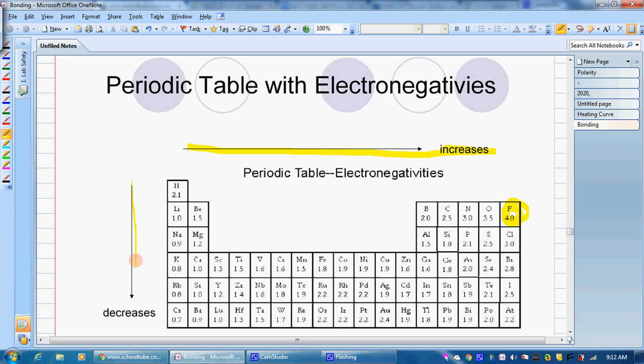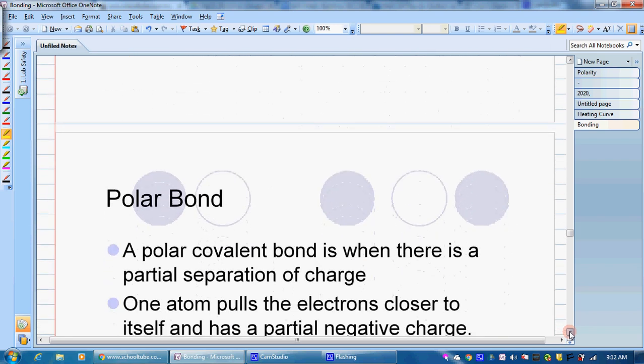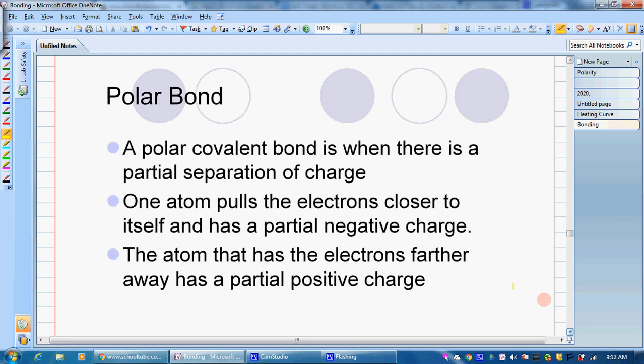As we move down or away from fluorine, it's going to decrease because those nuclei are going to have less pull for the electrons because they're further away. So what makes something polar? A polar covalent bond is when there's a partial separation of charge, meaning part of it's going to be positive, part of it's going to be negative.